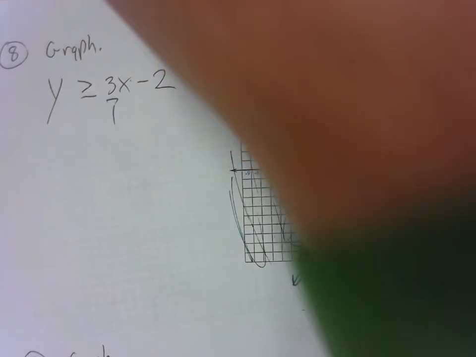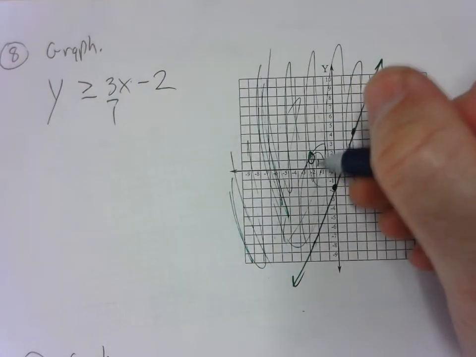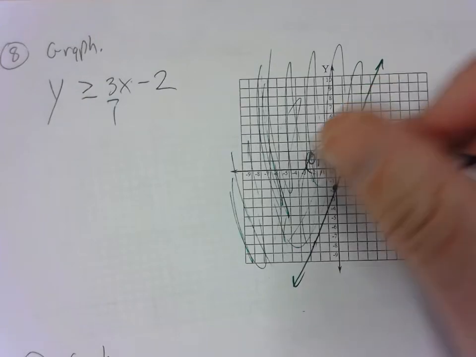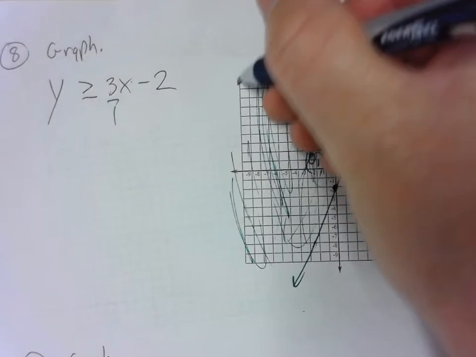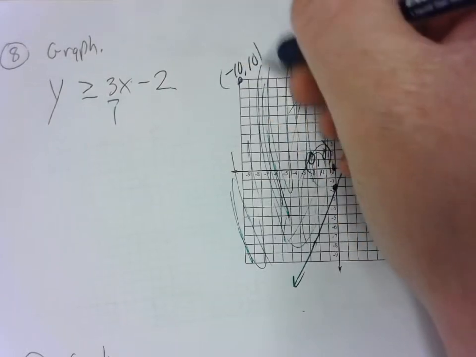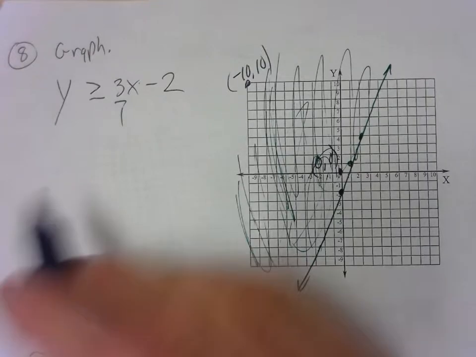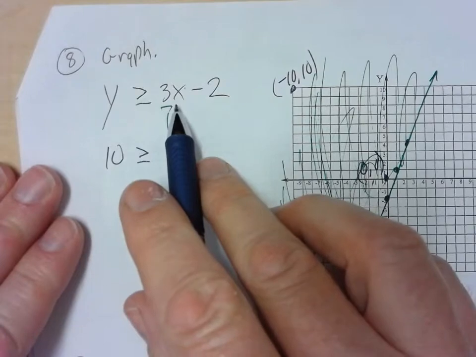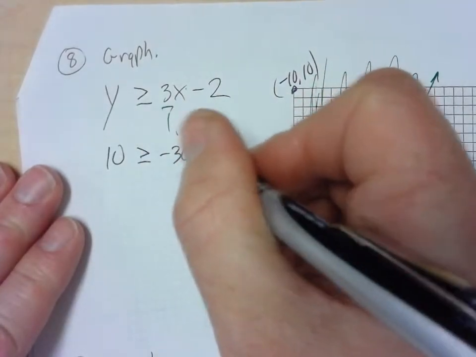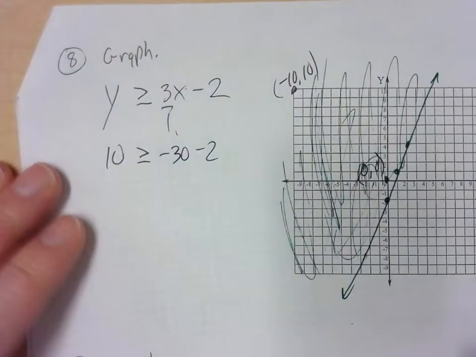And that means that every single point in this shaded area makes this true. So it's not just this picture, it's like all these points, like 0, 0 would work in here and make it true. Negative 10, up 10. This point, if you put it in here, it would make this sentence true. If y was 10 and then x was negative 10, that'd be negative 30 minus 2. Yeah, that's negative 10 is going to be greater than that. So yeah, this point makes it true.